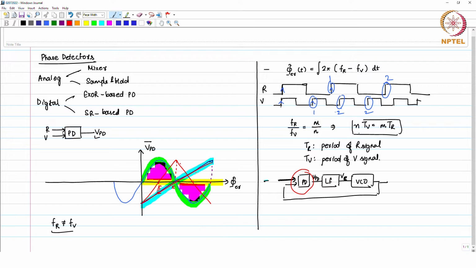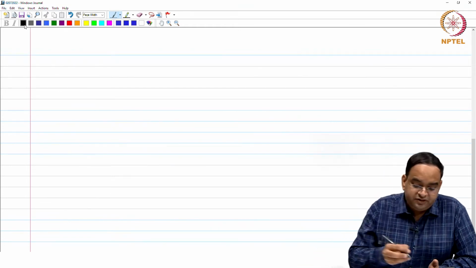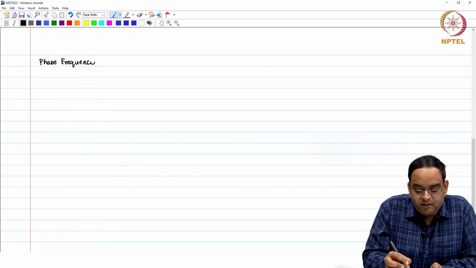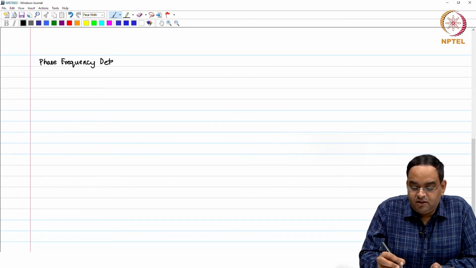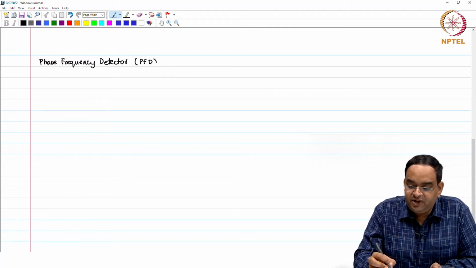So, what we are looking for here is a block which can give me the correct frequency error value, okay, so that I can detect the frequency error and correct for it as soon as possible. Okay. So, we have a block called phase frequency detector, phase frequency detector. We will see what it does, which the other blocks were not doing. It is abbreviated as PFD.